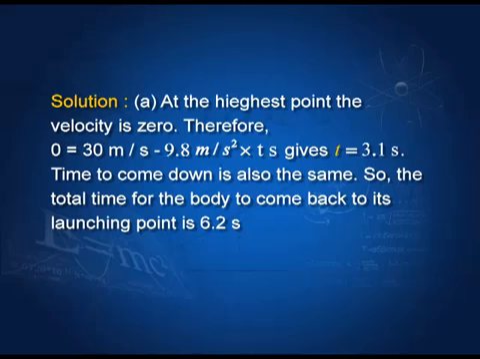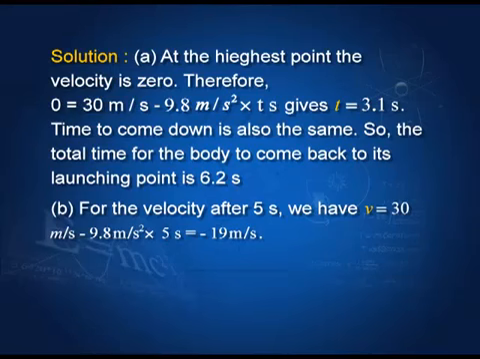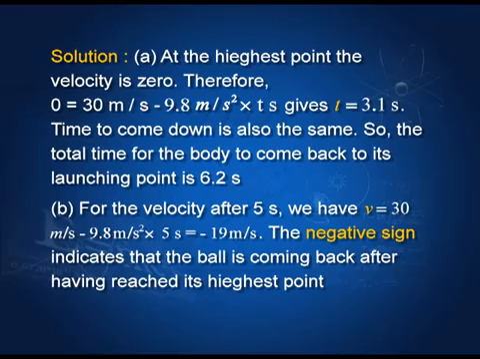So, 0, then we use the equation v is equal to u minus g t, and we get the time is 3.1 seconds. And as we have discussed earlier, time to come down is also the same. For the velocity after 5 seconds, we again use v equal to u minus g t, and we get the velocity as minus 19 meters per second. Why minus? The negative sign indicates that the ball is coming back after having reached the highest point.